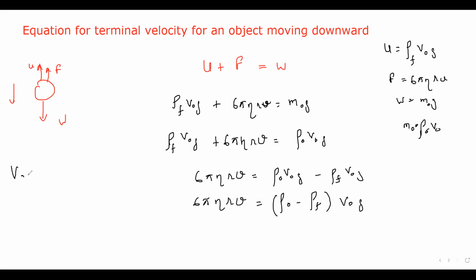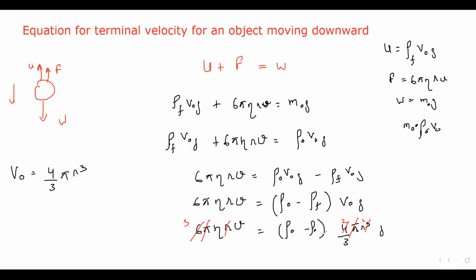What about the volume of the object? Because it is a spherical object, it is 4 by 3 pi r cubed. So we can say 6 pi eta r v is equal to density of object minus density of fluid, and the volume 4 by 3 pi r cubed into gravity. Now when we simplify this, pi cancels with pi, r and r cubed cancel, so we are left with r squared. Then this will be 3 and this will be 2.